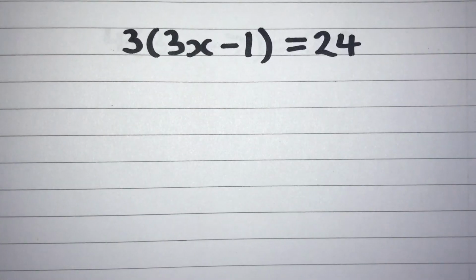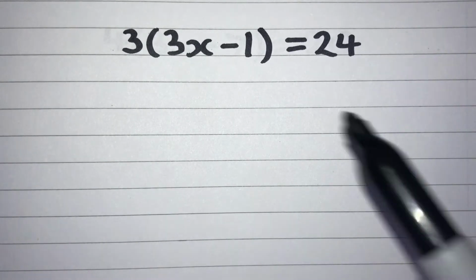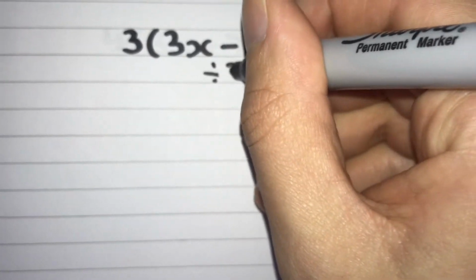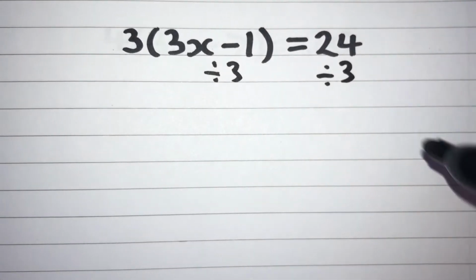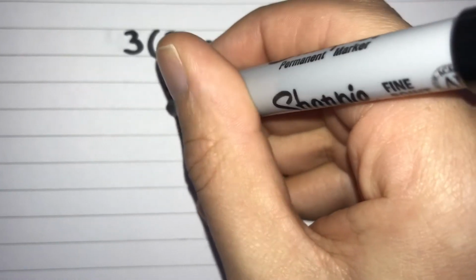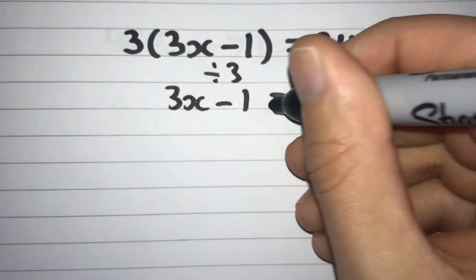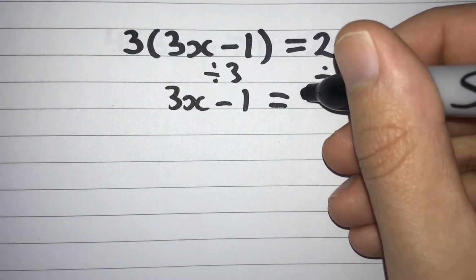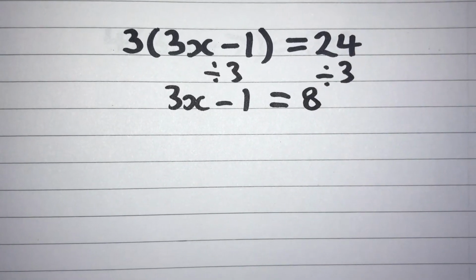Okay, let's do that same question again, but this time we're going to do it where we're dividing first of all. So we've got to divide by this 3 this time. And of course we do that on both sides. So on the left, we're just left with what was in our bracket, 3x minus 1. On the right, 24 divided by 3 gives us 8. So now we've got our two-step equation, 3x minus 1 equals 8.